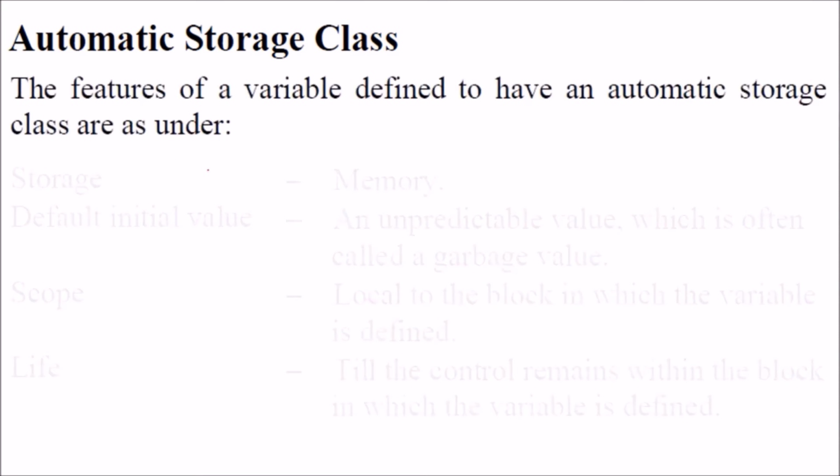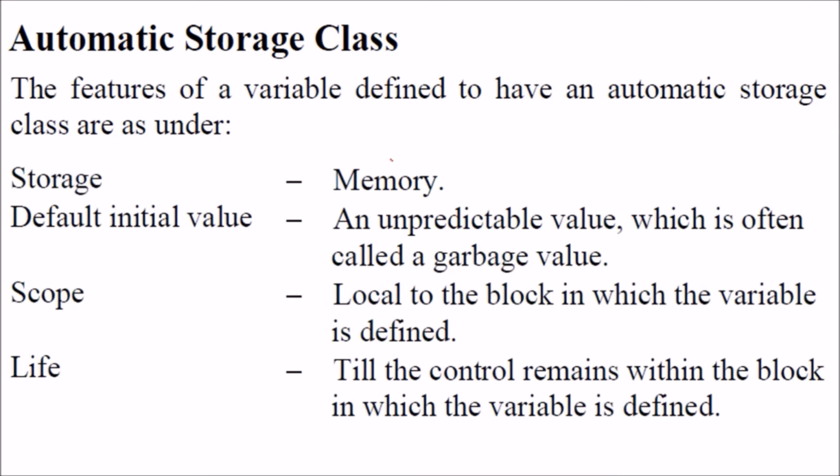What is automatic storage class? As I just told you, we were using this storage class and were not aware that we were actually dealing with the automatic storage class. So the features are: the storage is in memory. First of all, the variable will be stored in memory. There is no initial value. If you don't provide it, it will be unpredictable. The scope is only limited to the block where this is defined or declared, and the life will again be inside the block.